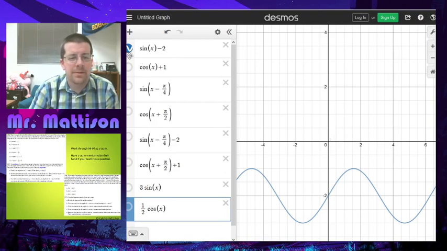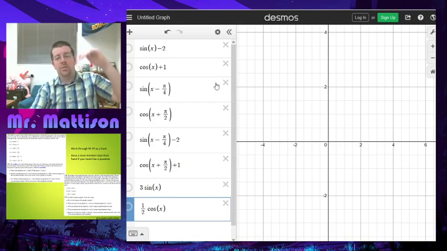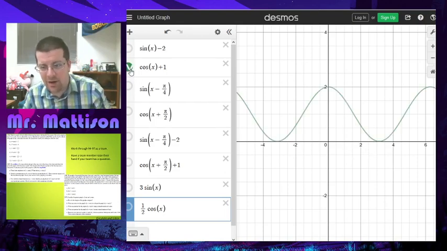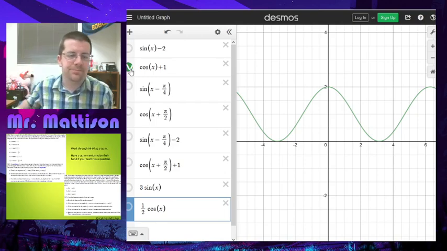Okay. For the cosine of x plus 1, that's going to be my cosine curve, but all up 1. So it normally starts here at 1 and goes down. Now it's going to start here at 2 and go down, and it'll actually bottom out on my x-axis.